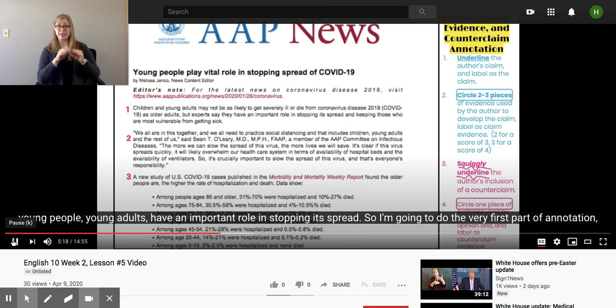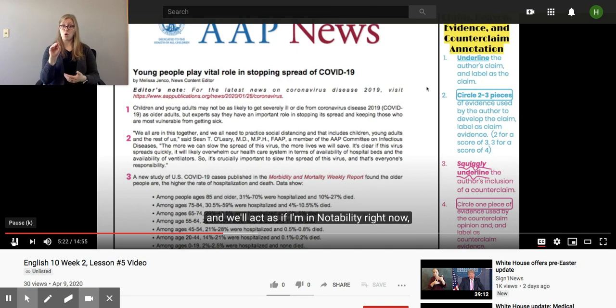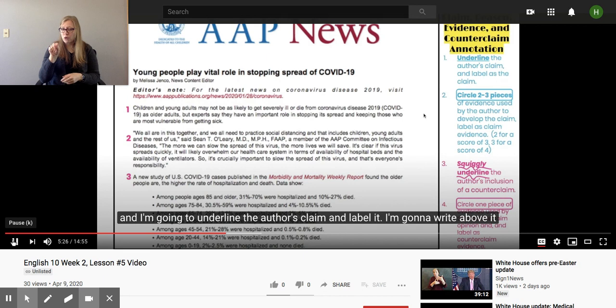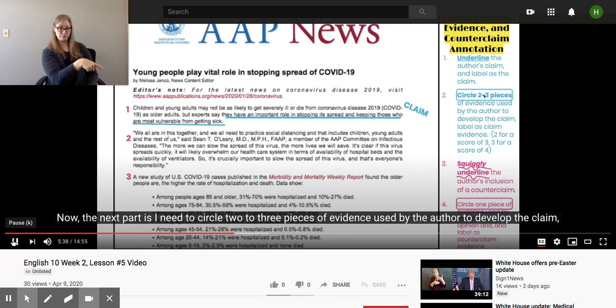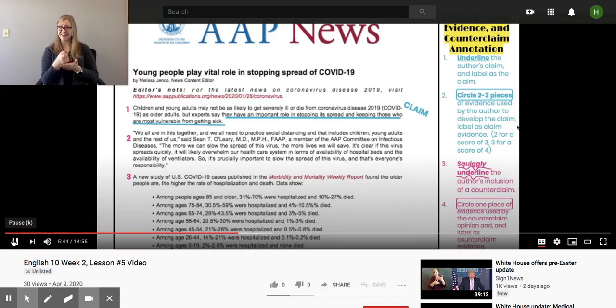So I'm going to do the very first part of annotation and will act as if I'm in Notability right now. And I'm going to underline the author's claim and label it. I'm going to write above it, claim. Okay, so that's what we're going to do first. There's my claim. Now, the next part is I need to circle 2 to 3 pieces of evidence used by the author to develop the claim. And then I'll label it just like I did here.